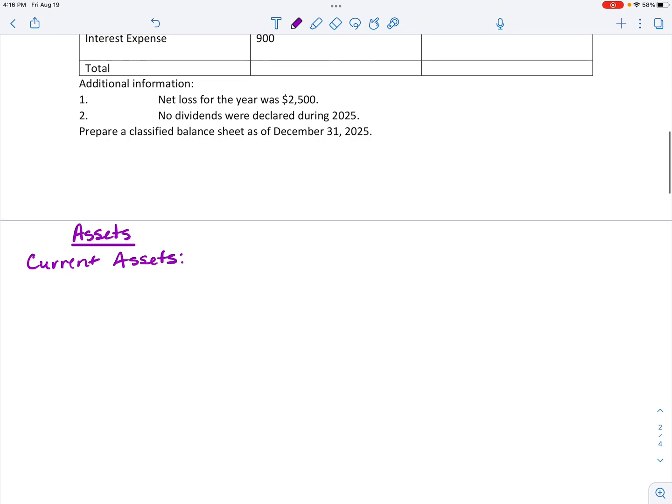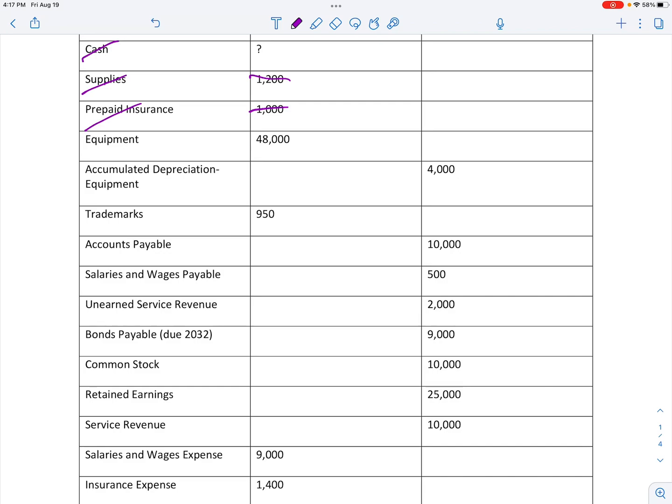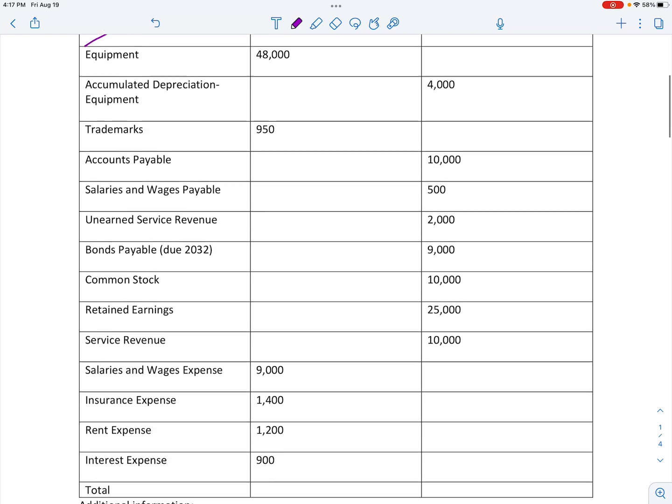So we'll list out our current assets. First we have cash. Again, we still don't know quite what that is. We have supplies. Those were $1,200. And we had prepaid insurance. Remember, those current assets are anything within a year or the operating cycle, and that was 1,000. Again, I like to come up here, cross out what I used so that I know I've gotten everything at the end that I needed to.